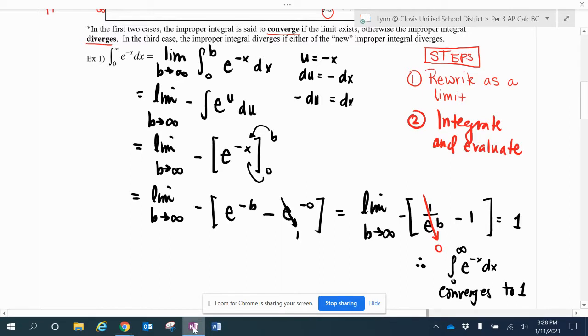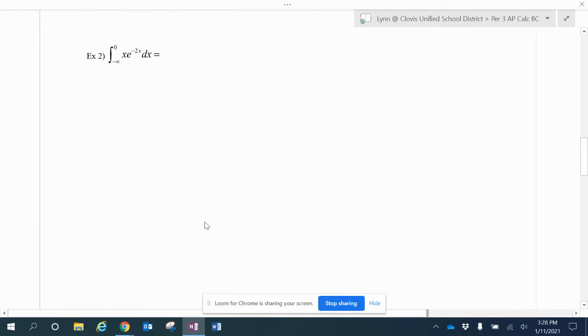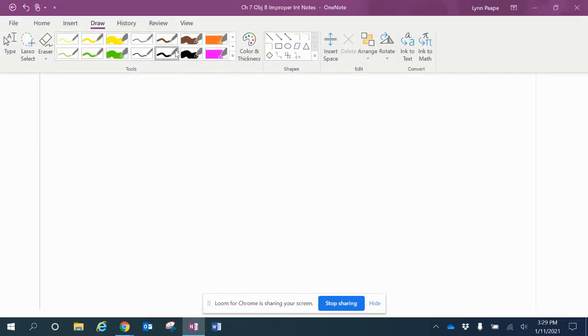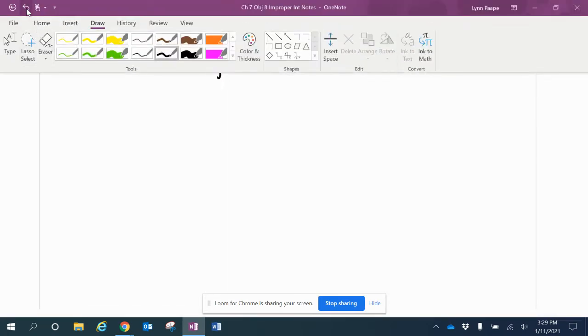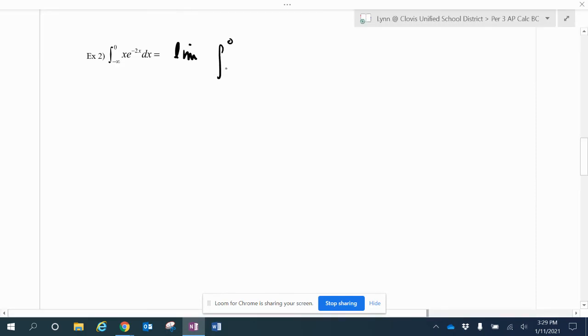All right, so let's go to the next problem. For this one, let's rewrite it first, and I'm going to graph it so we can take a look. We have 0, and negative infinity is the improper component. Actually, let's call that letter A, not that it matters, but I'll stay consistent. So we'll go from A being our lower limit, and then as A approaches negative infinity.